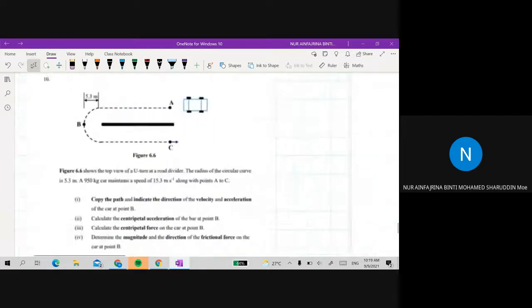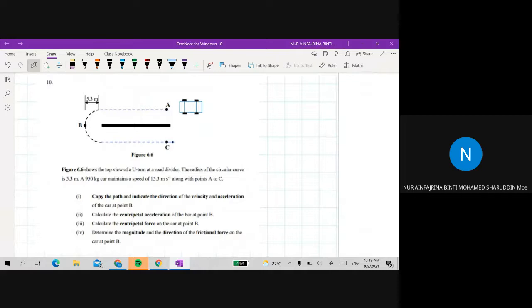Alright, this question. Okay, figure 6.6 shows the top view of a U-turn at a road divider. Ini adalah road divider. The radius of the circular curve is 5.3 meter. A 950 kg car maintains a speed of 15.3 meter per second along with point A to C. So from A to C, the speed is constant lah with 15.3 meter per second.